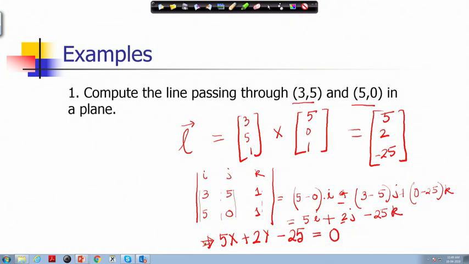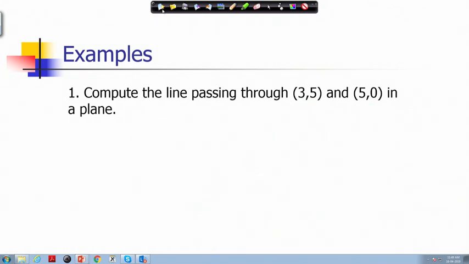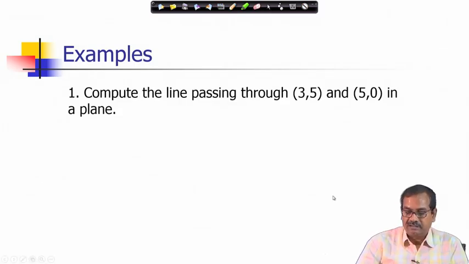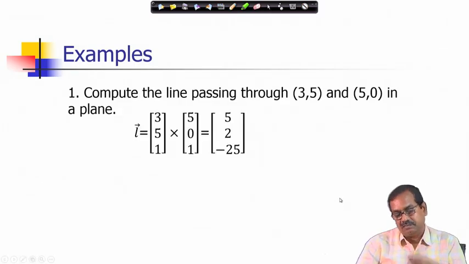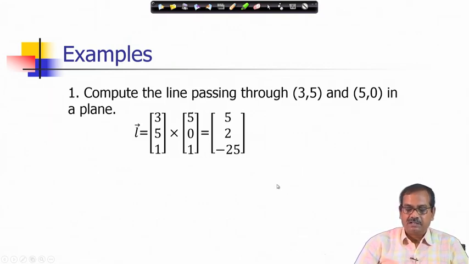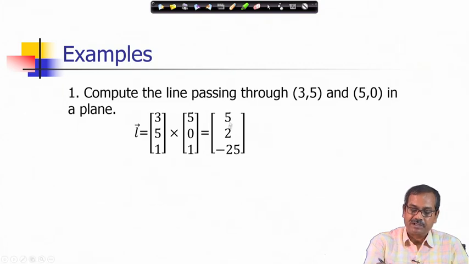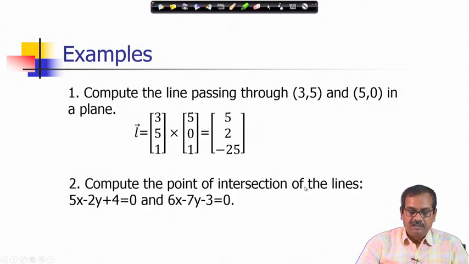Okay. So, let us see how this result is. This is a summary of the result. As you can see, we will get this equation 5x plus 2y minus 25 equal to 0. That is the equation of the straight line in our understanding of coordinate geometry. Let us do another example.